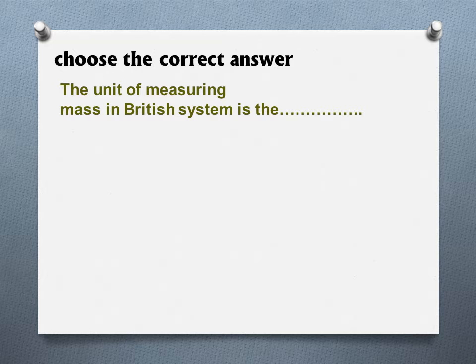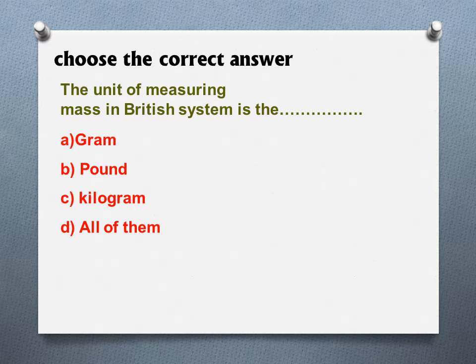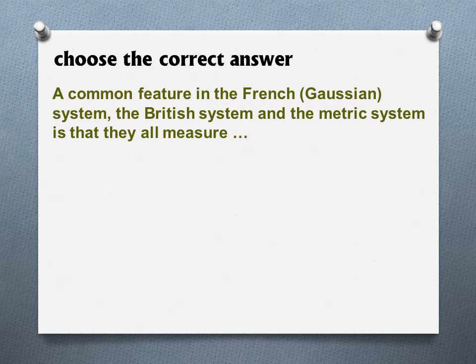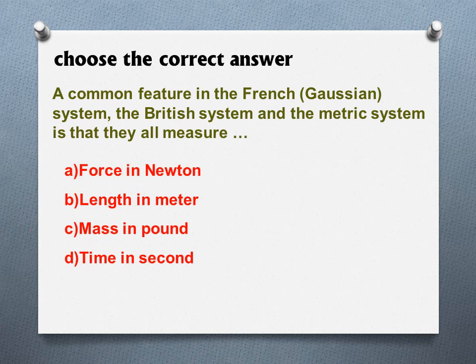The unit of measuring mass in the British system is the gram, pound, kilogram, all of them. The correct answer is pound. Pound, the unit of measuring mass in the British system. A common feature in the French Gaussian system, the British system, and the metric system is that they all measure force in Newton, length in meter, mass in pound, time in second. The correct answer is time in second.